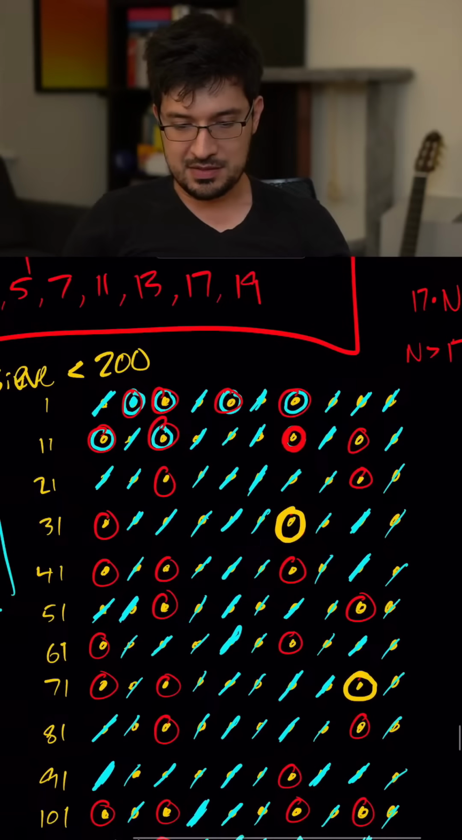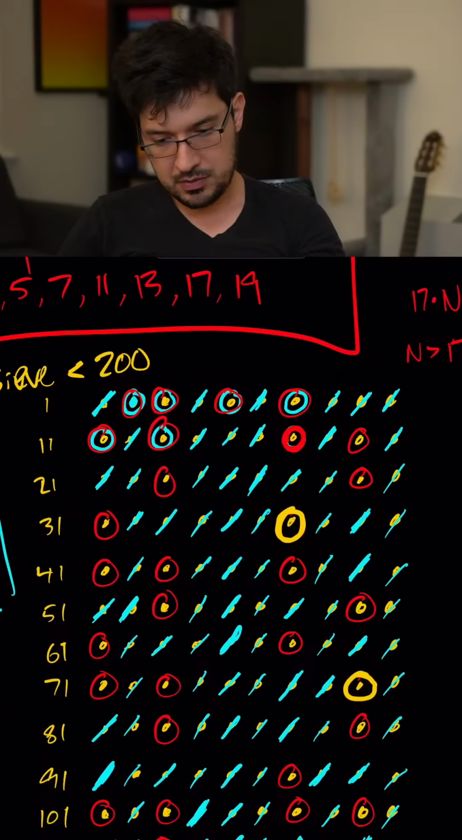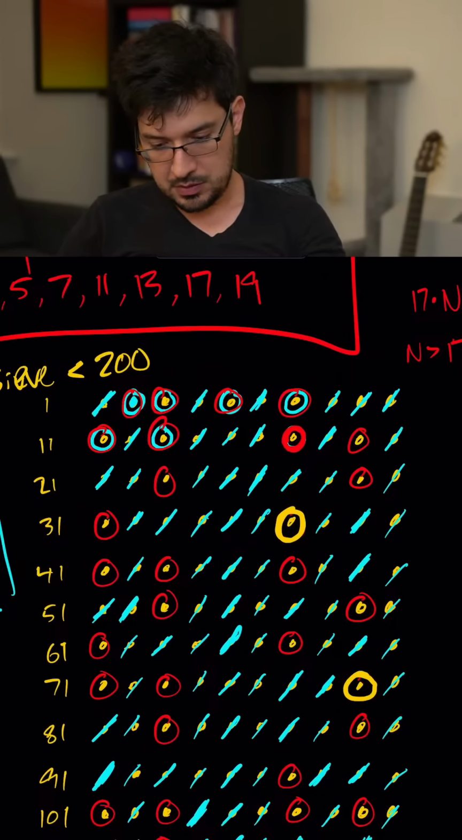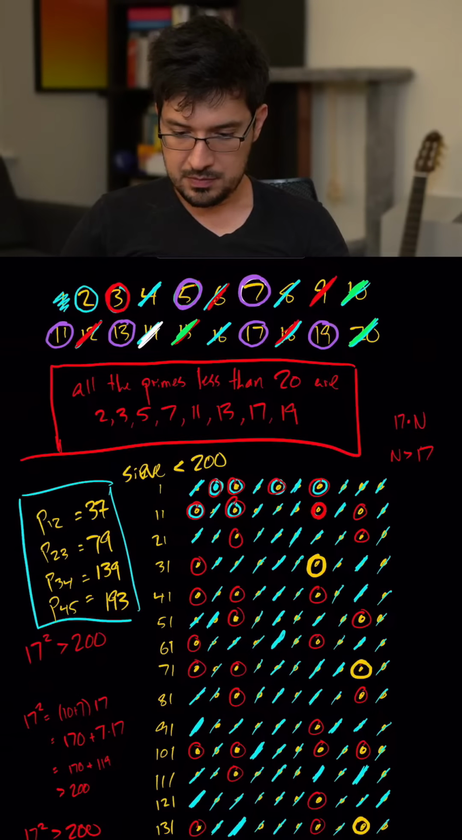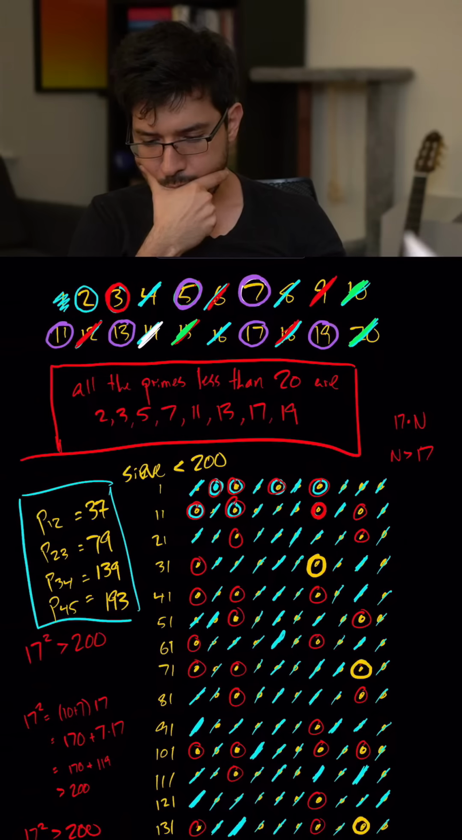Did I miscount? 1, 2, 3, 4, 5, 6, 7, 8, 9, 10, 11, 12, 13, 14, 15, 16, 17, 18, 19, 21. I miscounted. Something went wrong. What went wrong?